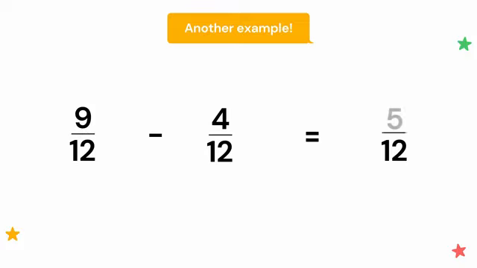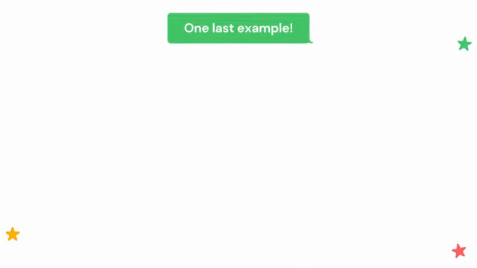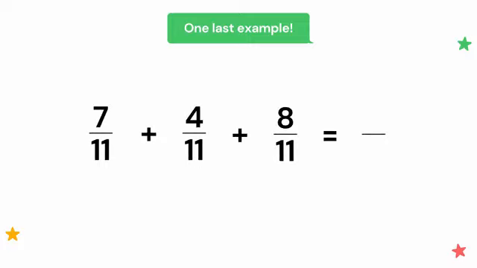9 minus 4 equals 5. So our final answer is 5/12. 5/12 is already in simplest form. Here's one more example, this time adding 3 fractions together. I have 7/11 plus 4/11 plus 8/11.